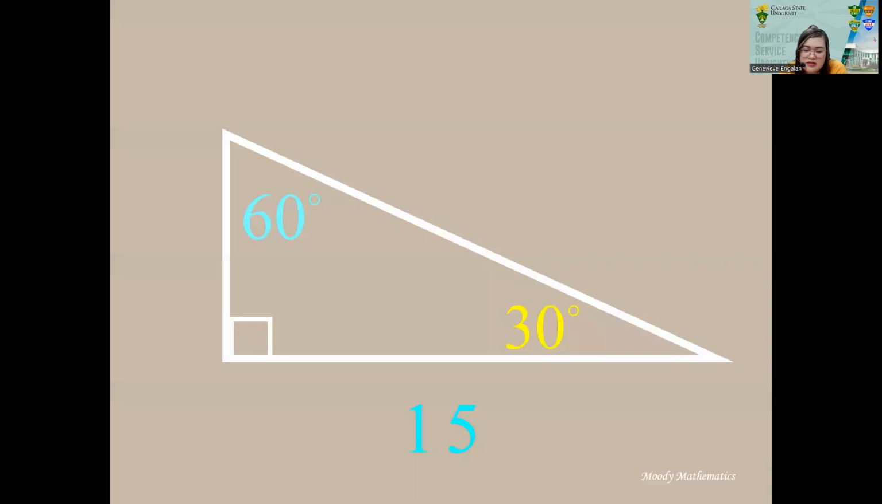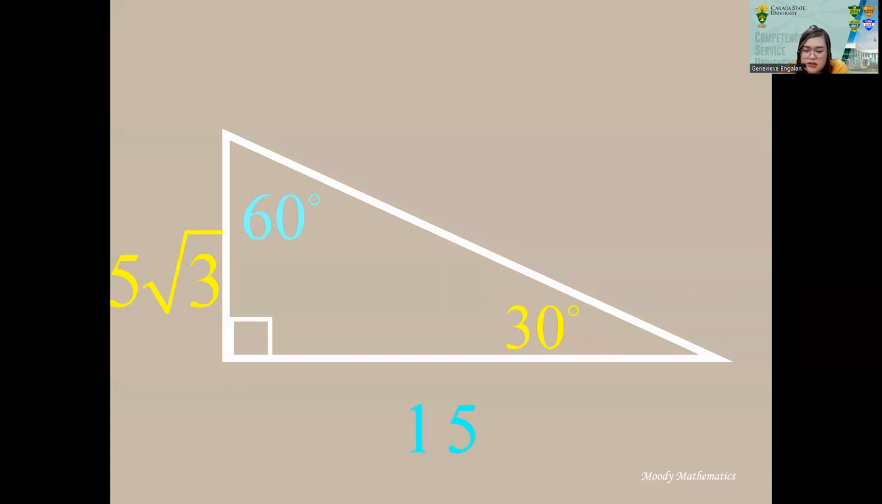5 square root of 3. Okay, 5 square root of 3. So, all you have to do is divide 15 by square root of 3. So, that is 15 times square root of 3 over 3. 15 divided by 3, that's 5. So, 5 square root of 3.